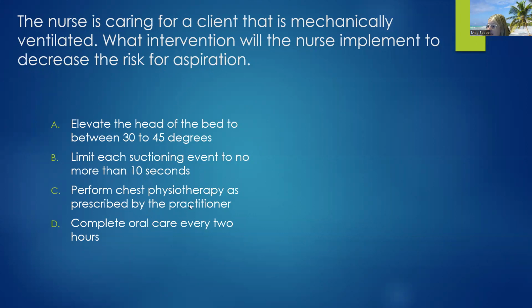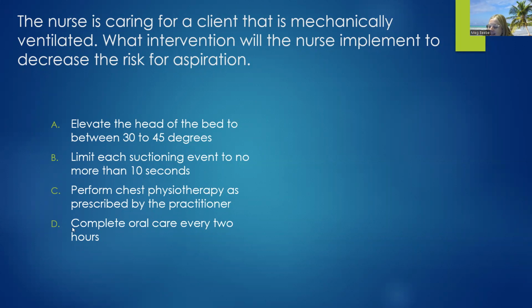Is that going to have much to do with their risk for aspiration? Not necessarily. What about complete oral care every 2 hours? Well, again, this is going to help decrease the incidence of the ventilator-associated pneumonia. So we've got elevate the head of the bed, limit the suctioning to 10 seconds. We know that elevating the head of the bed actually is going to help with our lung expansion. So I think that A will be our correct answer.